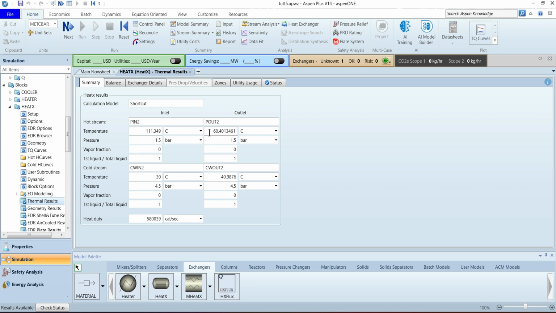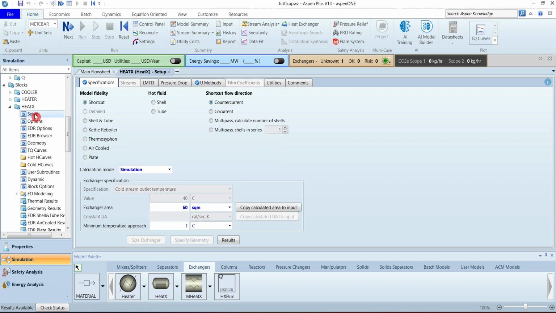So the objective of viewing these three options was to figure out how they work. In the design, we are trying to determine the area requirements. In the rating, we are trying to use the area to figure out whether the exchanger performance is as per our requirement or not. And with the simulation environment, we are exactly using the area that we have provided to figure out what should be the discharge stream specifications. So this is how the three calculation modes work.